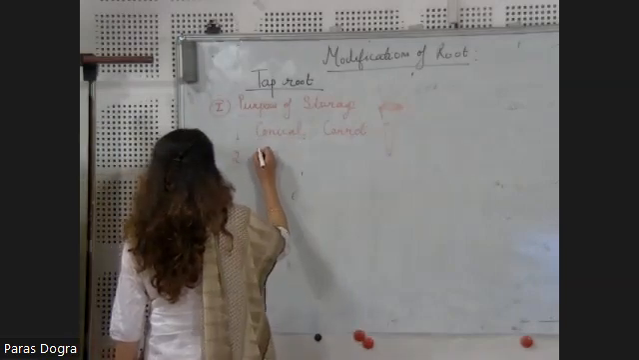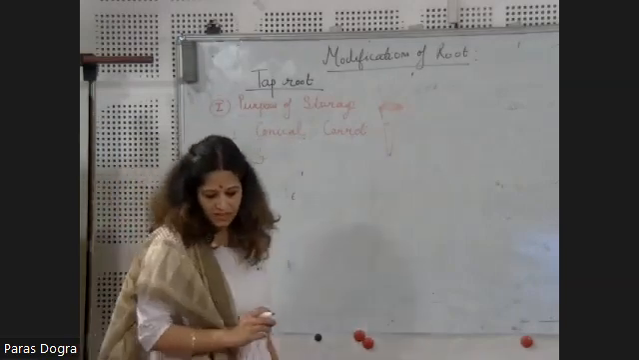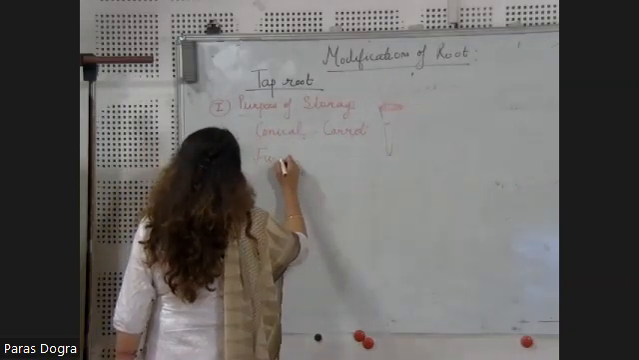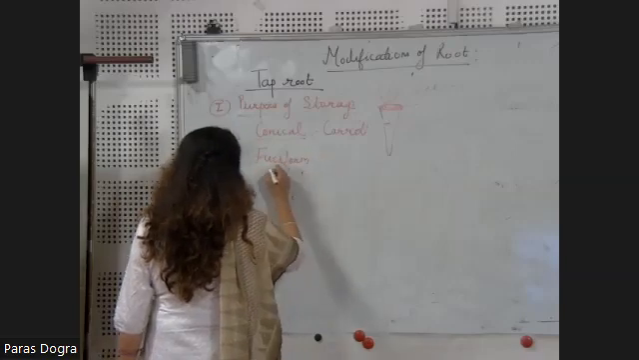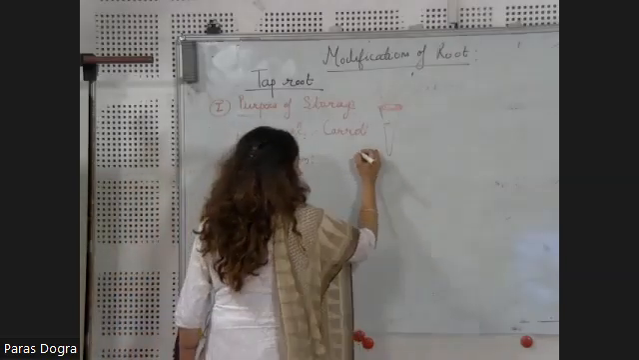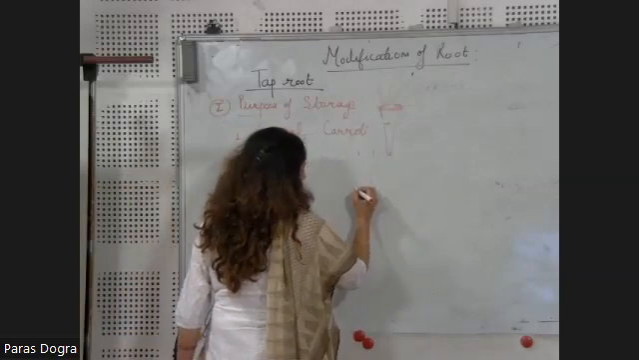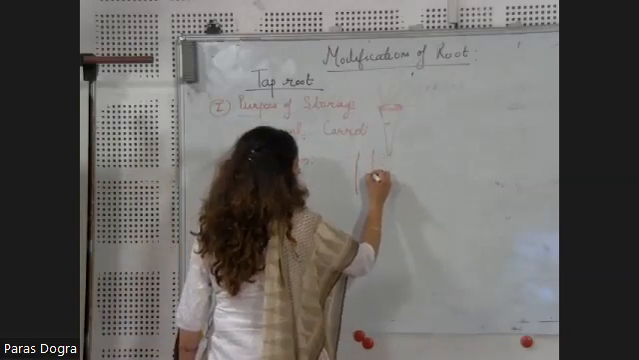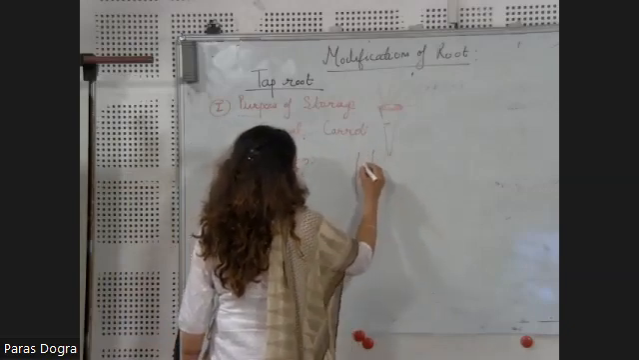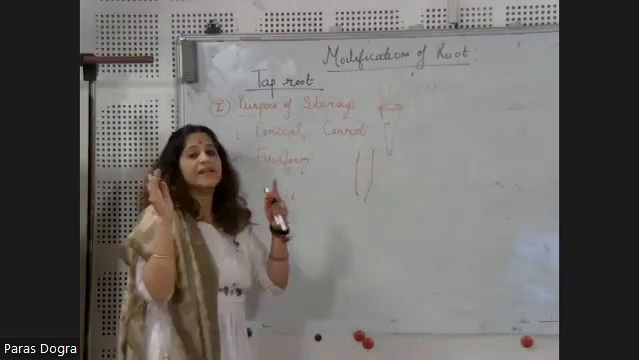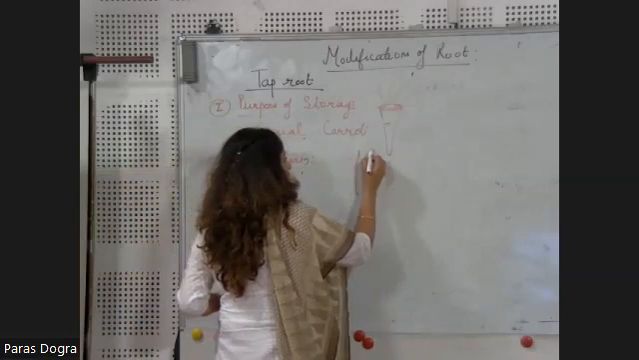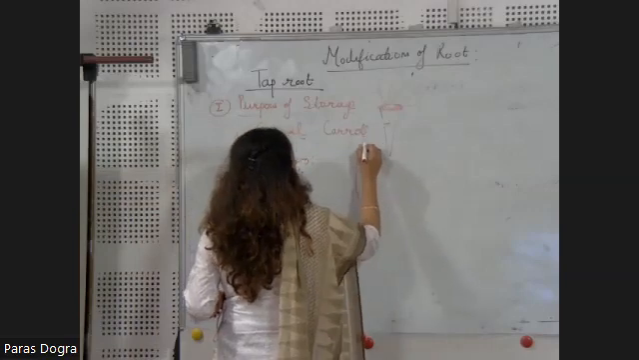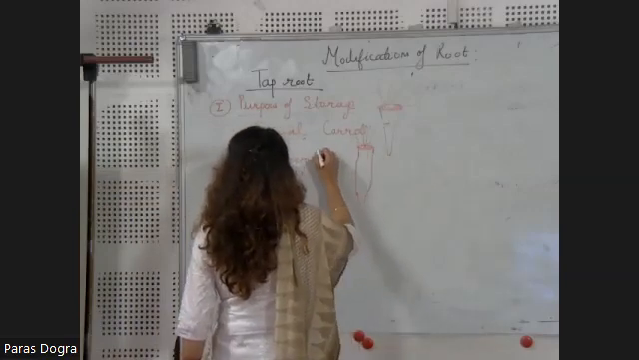Then comes the next, called fusiform. What happens here is that the root narrows down from the middle towards both the apex and the base. So the middle portion is quite thick, and the apex and the lower portion narrow down. The example is radish.